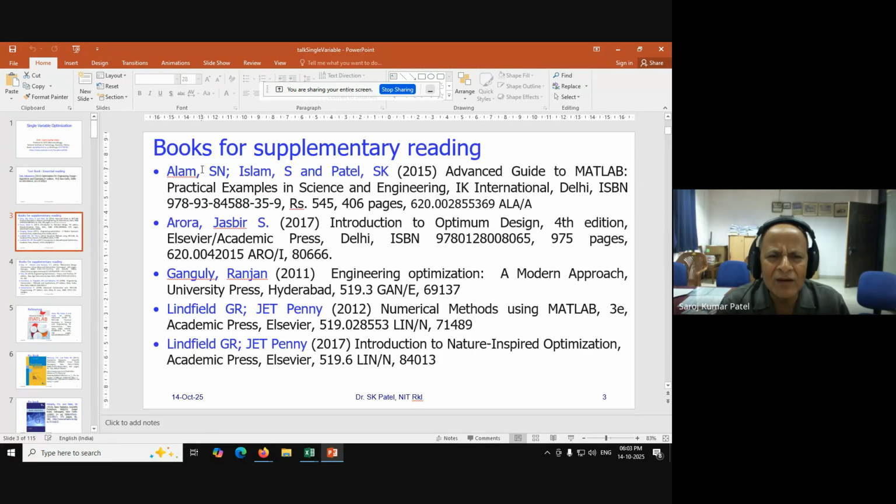And these are other books in the area of these optimizations. I have also co-authored one book along with Professor Alam, and this is a computer book in MATLAB. So computer coding in single variable problems in MATLAB you can find in one chapter of this book. There is Advanced Guide to MATLAB: Practical Examples in Science and Engineering. And Jasveer Arora is also a good book.